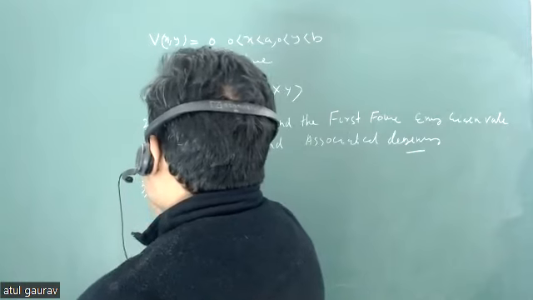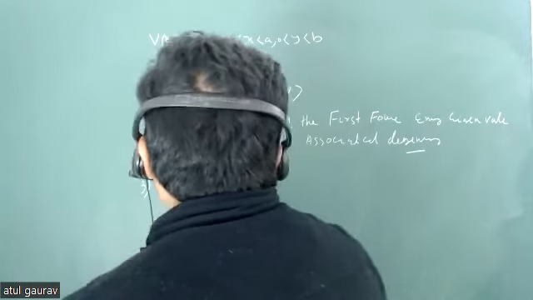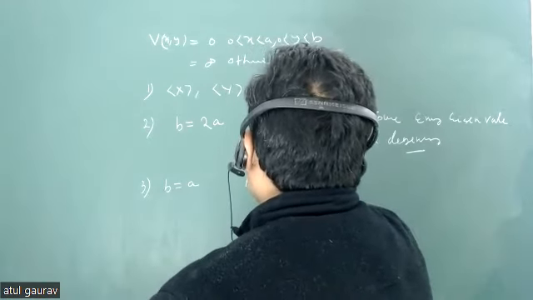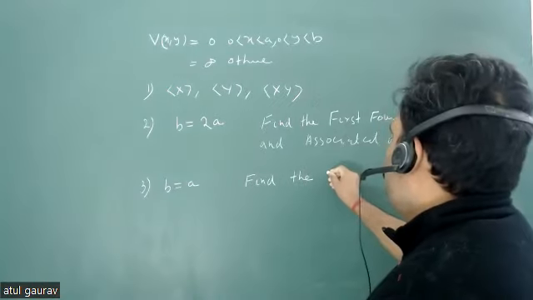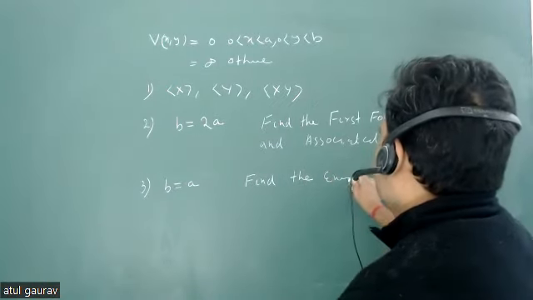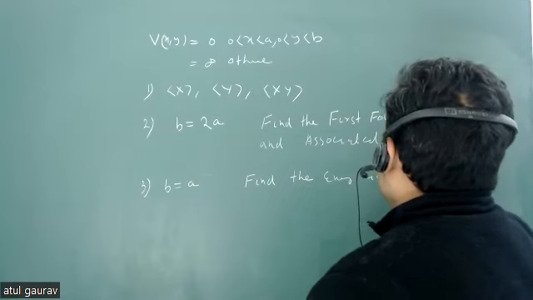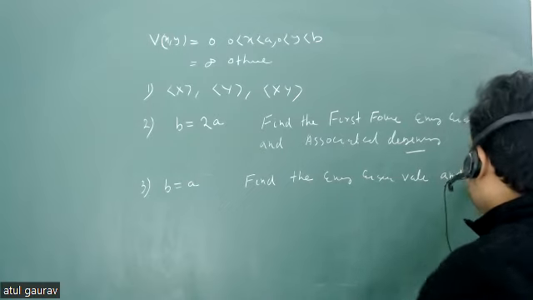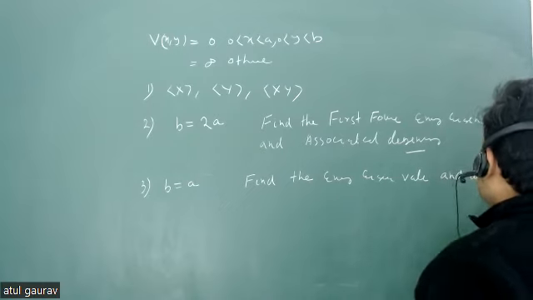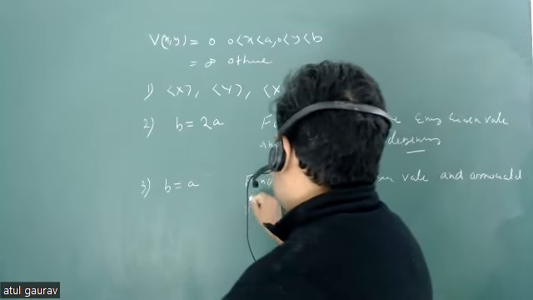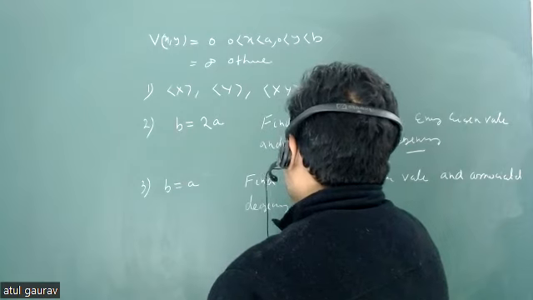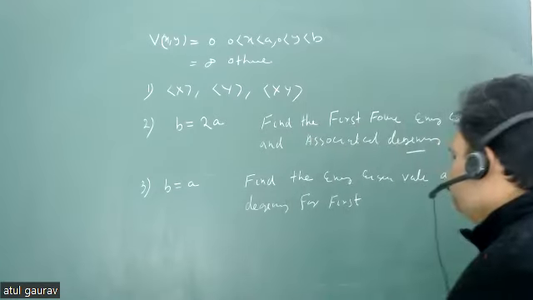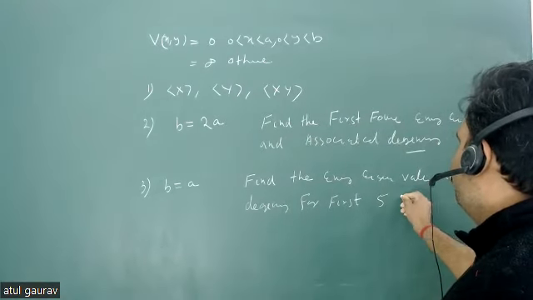Third, for b is equal to a, find the energy eigenvalue and associated degeneracy for first 5 levels.